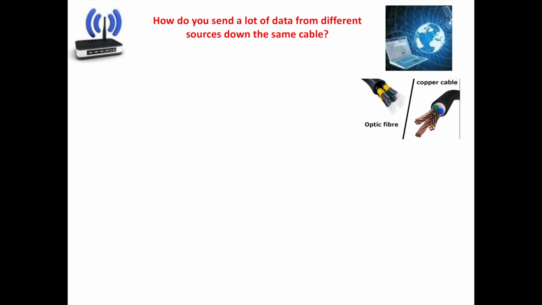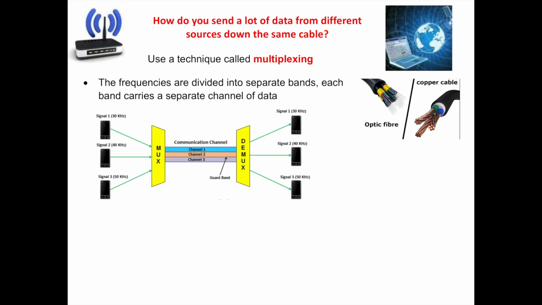So of course they don't send one signal down a cable or fibre optic, they send thousands of signals from different sources down the same cable. So how do they do this? Well, they do this by a technique called multiplexing. You just have to recognise the word and understand what it means. You don't have to know this in any great detail. So what they do is they split that broad band of frequencies into separate small bands, and each band carries a separate channel of data.